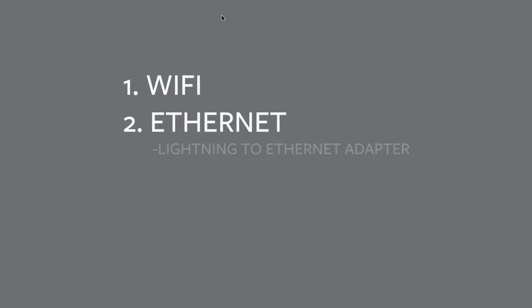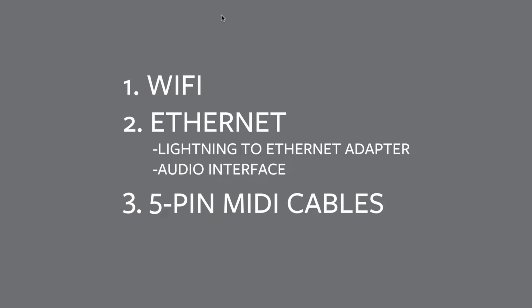In this video, we're going to look at how to establish the connection between the computer running ProPresenter and the iOS device running Playback. There's a number of different ways to physically make the connection between the two machines. We could do this over Wi-Fi, we could do this over an Ethernet cable, either using the Lightning to Ethernet adapter plugged into the iOS device, or through an audio interface with an Ethernet port, such as an iConnectivity Play Audio 12. And finally, we could do this in a more complicated setup using 5-pin MIDI cables. But for today, we're going to focus on Wi-Fi and Ethernet.